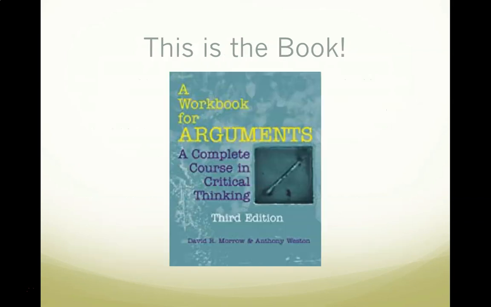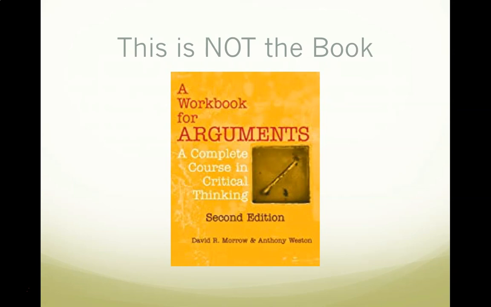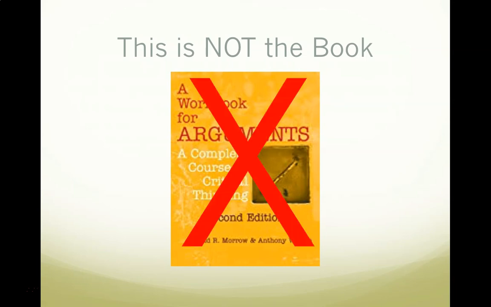So this is the book we need, A Workbook for Arguments. It's kind of this green color, and it's pretty thick. It's maybe 1 inch or a little bit more thick, so it's a pretty good book. This is not the book. So this is the second edition, this yellow version, and that is not what we're looking for. If you somehow end up with the second edition rather than the third, it'll probably work out okay. Just let me know, and we can sort of work through it. But as I said, I'm going to post PDFs of the chapters anyway. The second and third edition are pretty close together, but not exactly the same.